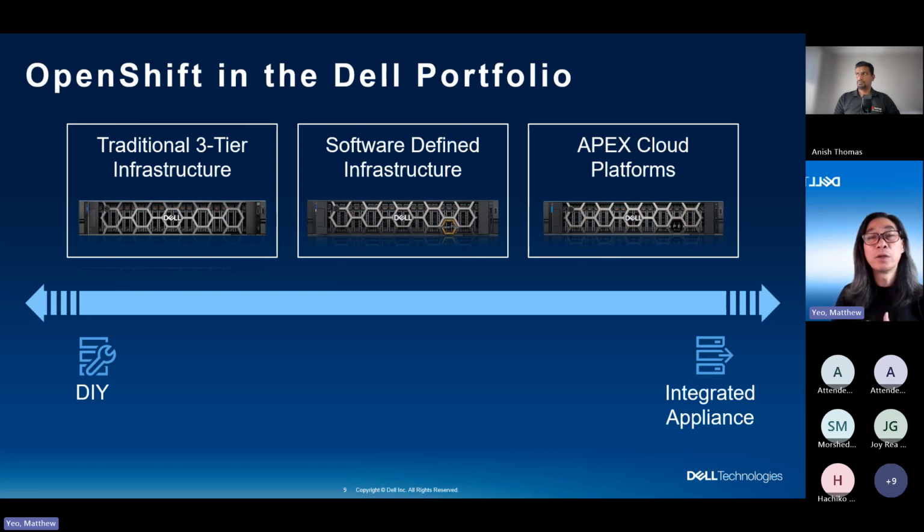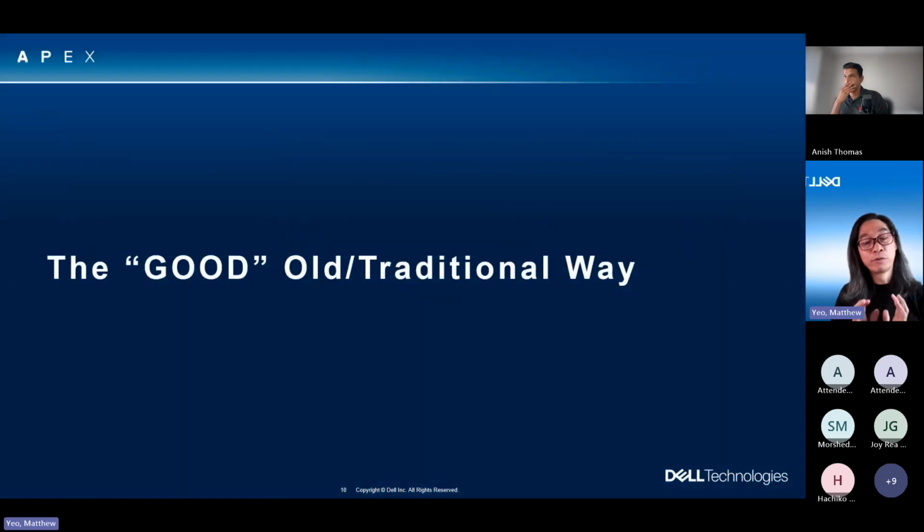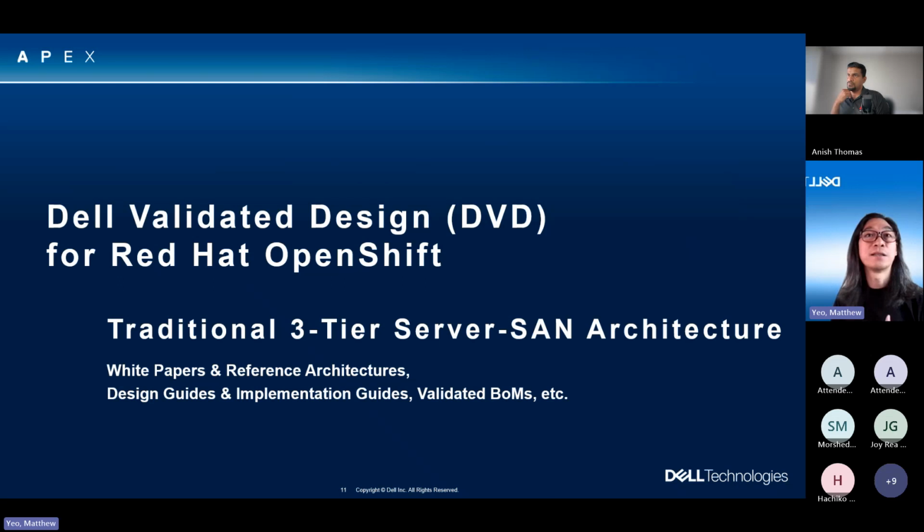I'll give a lot more details in terms of what this solution is, so that you can decide which of the three portfolio solutions, or the three pillars, you can actually pick from to deploy for yourself or for your customers. So let's look at it. Let's look from left to right. In this case, the good old traditional way itself, the three-tier architecture.